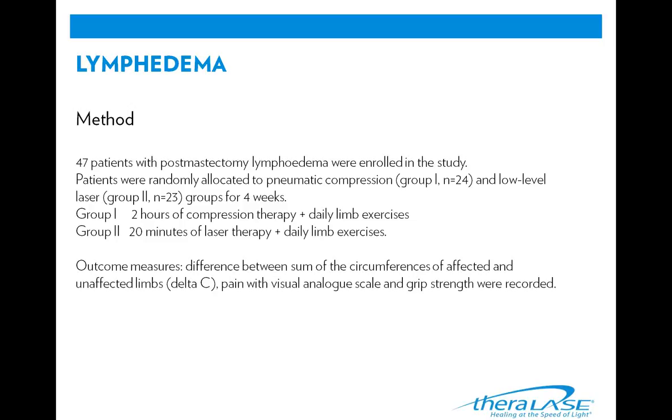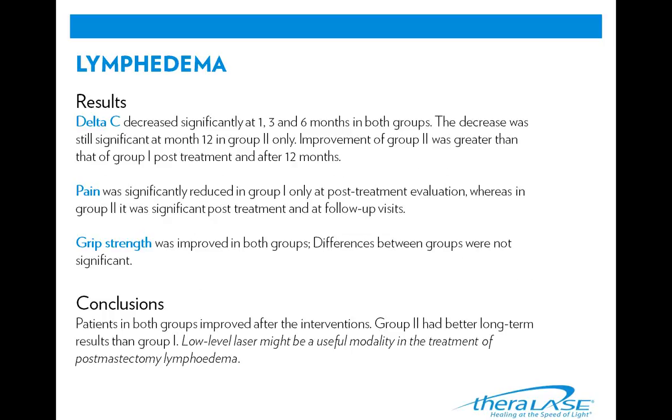The first group had 2 hours of compression therapy plus limb exercises on a daily basis, and Group 2 had 20 minutes of laser therapy and daily limb exercises as well. The outcome measures were the delta C, so once again they used delta C, which is the difference between the sum of circumferences of the affected and unaffected limbs. They used a visual analog scale and grip strength. So here are the results.